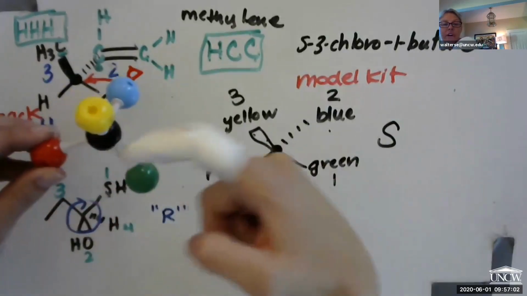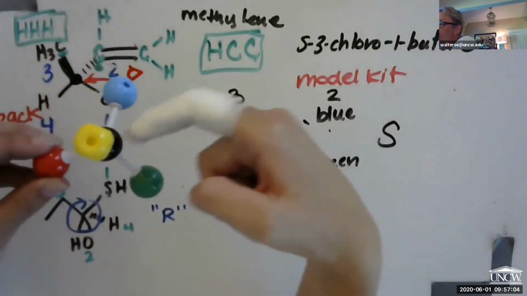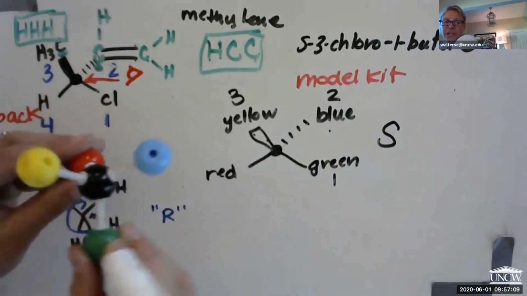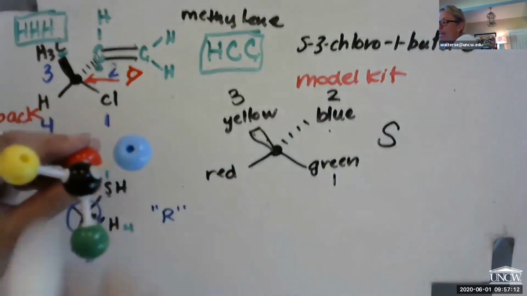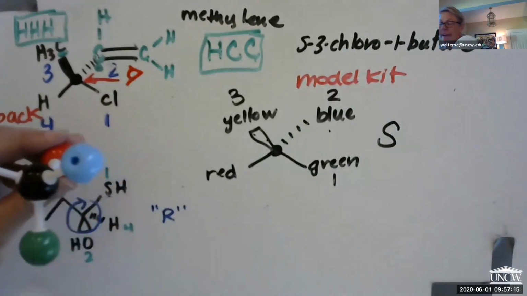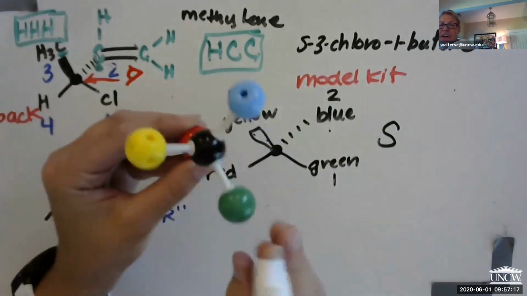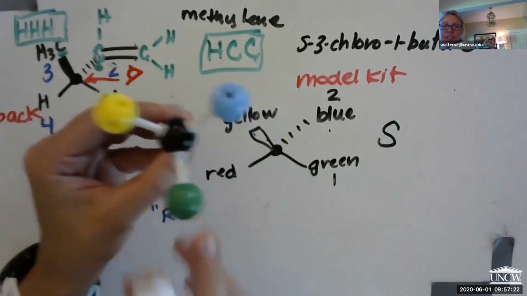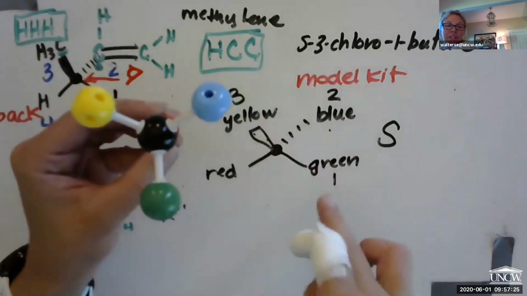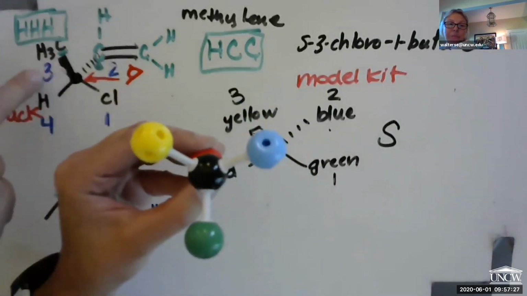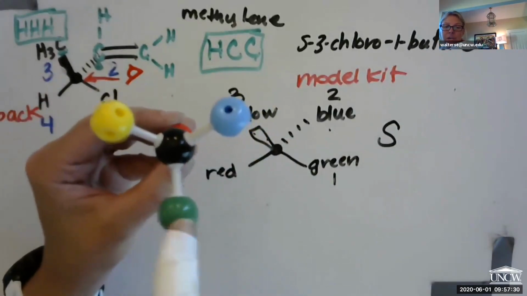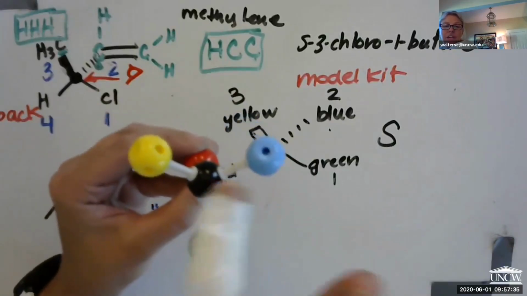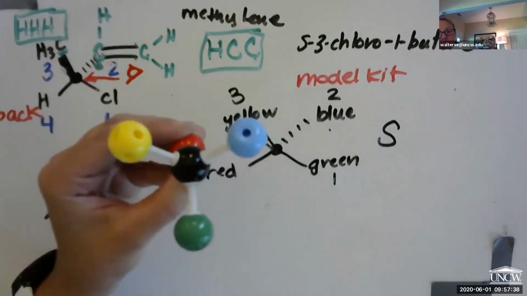So now instead of trying to look at the molecule in my brain 180 degrees away from the number 4 priority, I can turn the molecule and look at it head on without having to do it mentally. Like it's physically in front of me with the red at the back. So then when I assign my colors, their priorities from the actual molecule, then I just have to connect green to blue to yellow. And so I'm going in this direction, which is counterclockwise, so S.